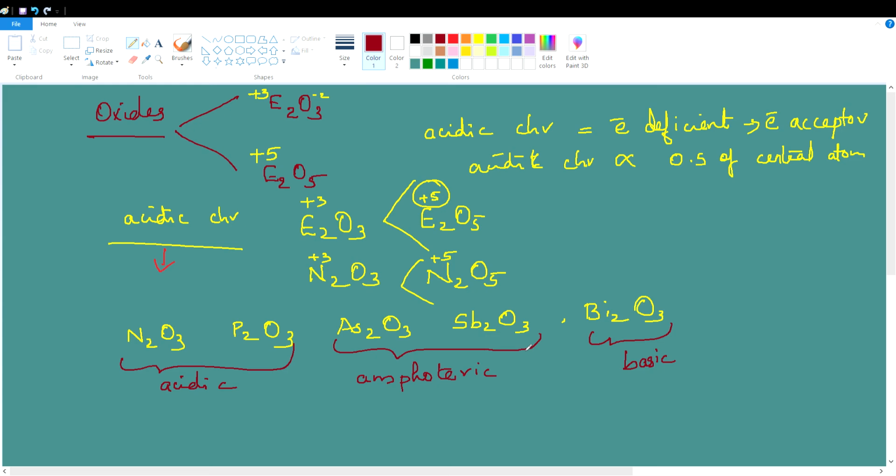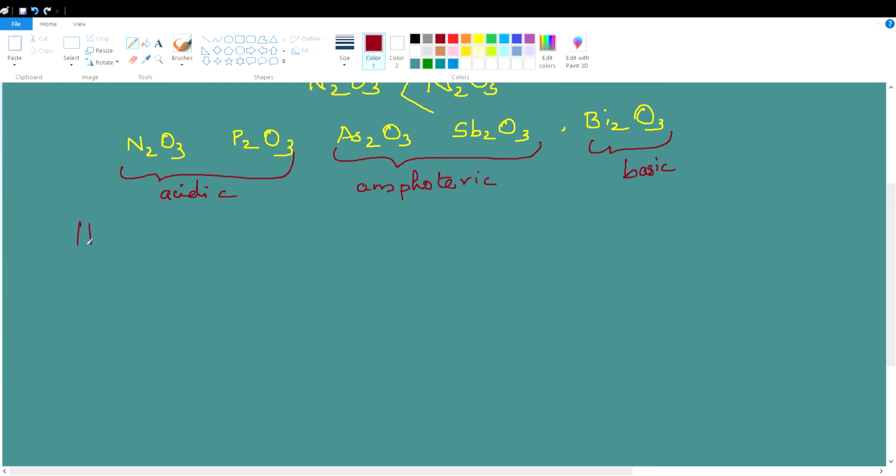Now, let us discuss the halides. Halides of group 15 elements. Group 15 elements form two types of halides, that is trihalides of the formula EX3 and pentahalides of the formula EX5. For example, nitrogen forms trihalides of the type NCl3 or NBr3, etc. But nitrogen does not form pentahalides.